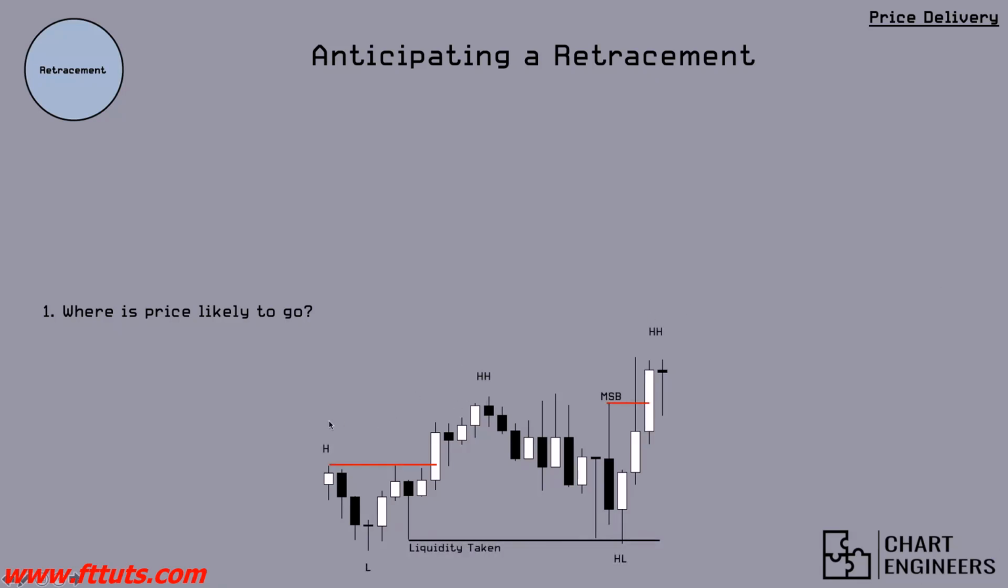Here you can see the price at a high, a low, a higher low, and a higher high. You can even see that price took some liquidity here by forming the higher low, and we had a break in market structure here and a break in market structure here. So at this point we have a confirmed uptrend, and we can answer the first question.